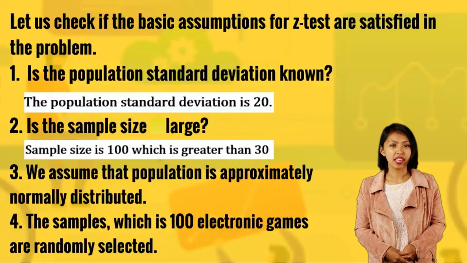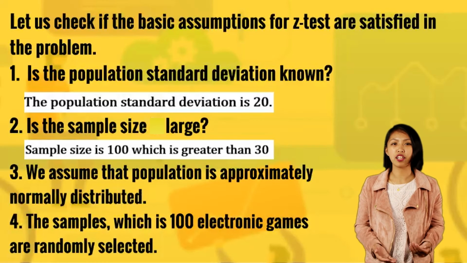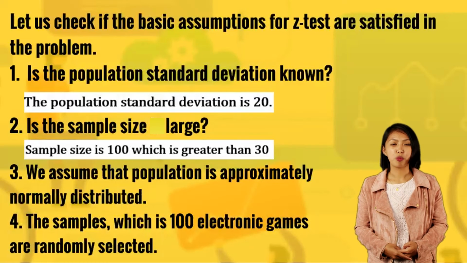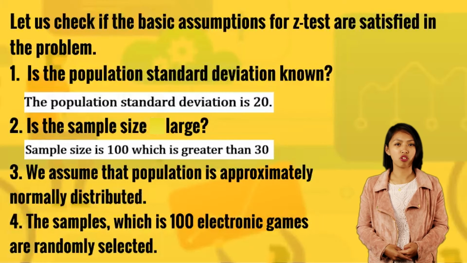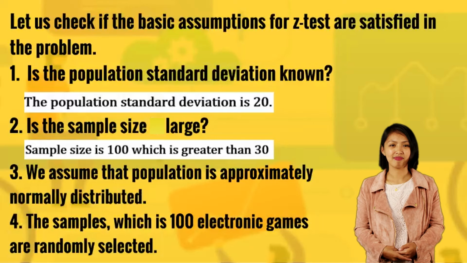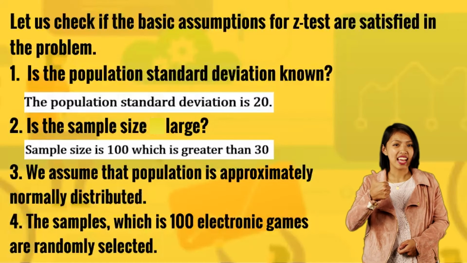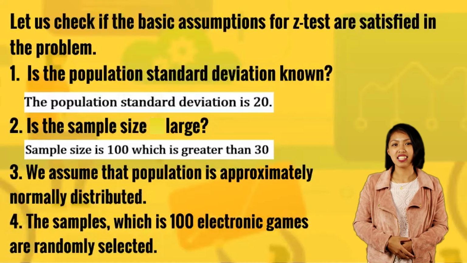We assume that population is approximately normally distributed. The samples, which is 100 electronic games, are randomly selected. Did we satisfy the assumptions? Yes. Therefore, z-test is applied.